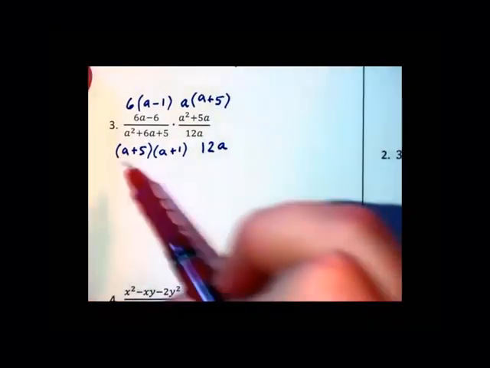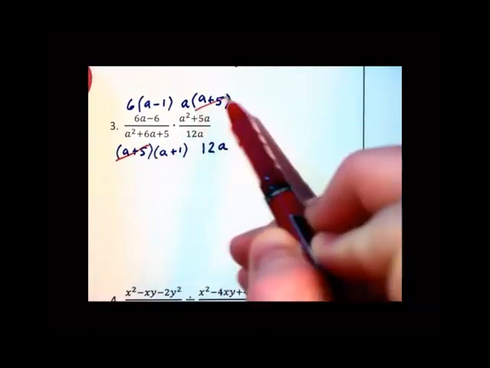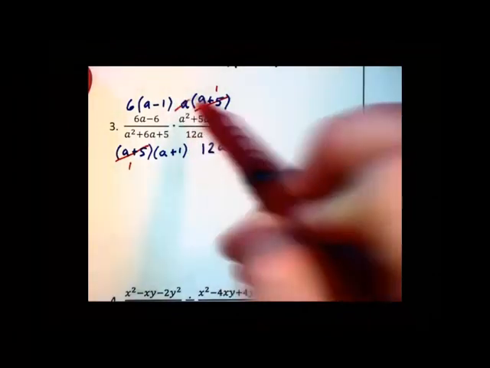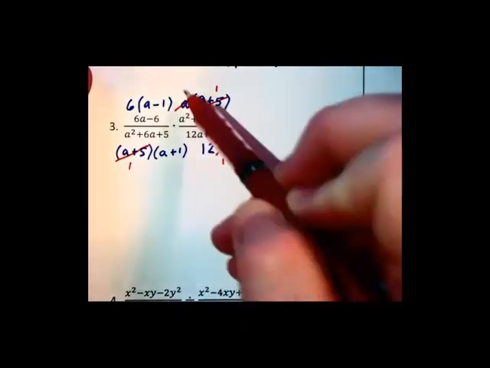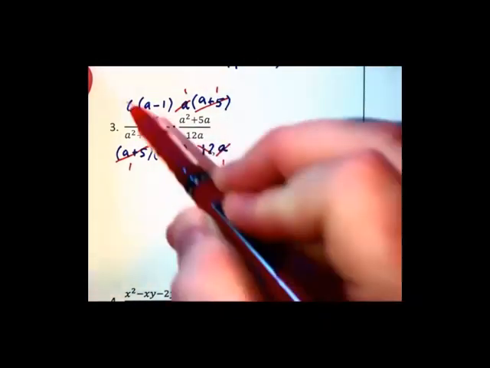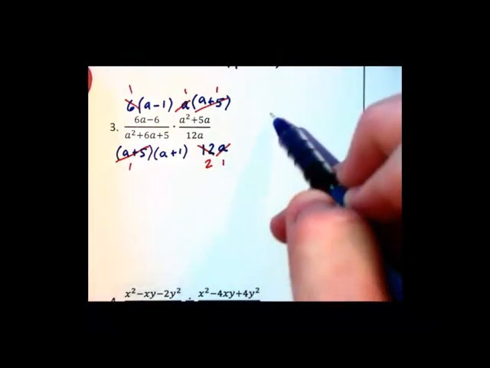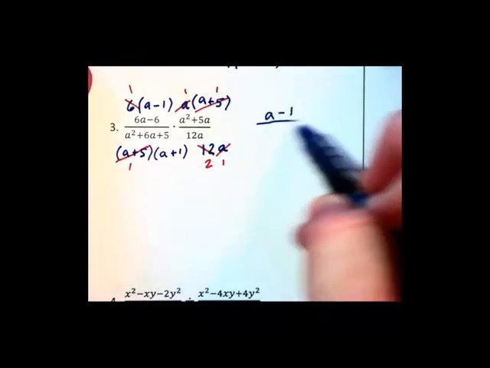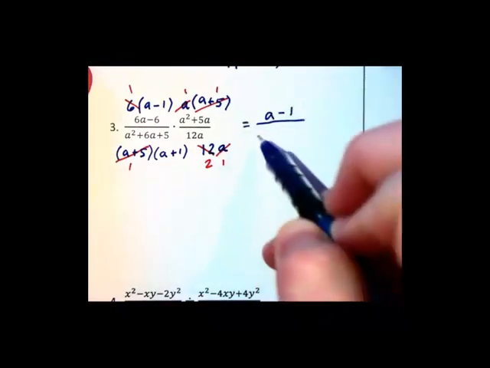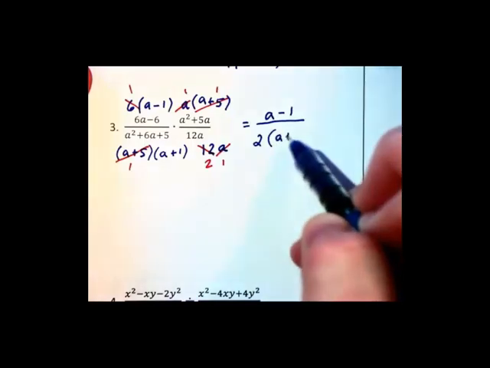Okay, I can cancel a plus 5's on one diagonal. Don't forget to put the 1's there. A's, top to bottom in that second fraction, are cancelable. And finally, the 12 and the 6 leave us with a 2 down in the denominator. So we are left up in the numerator with only the a minus 1, so no parentheses are needed anymore. And down below, 2 times the quantity a plus 1. And that would be our answer.